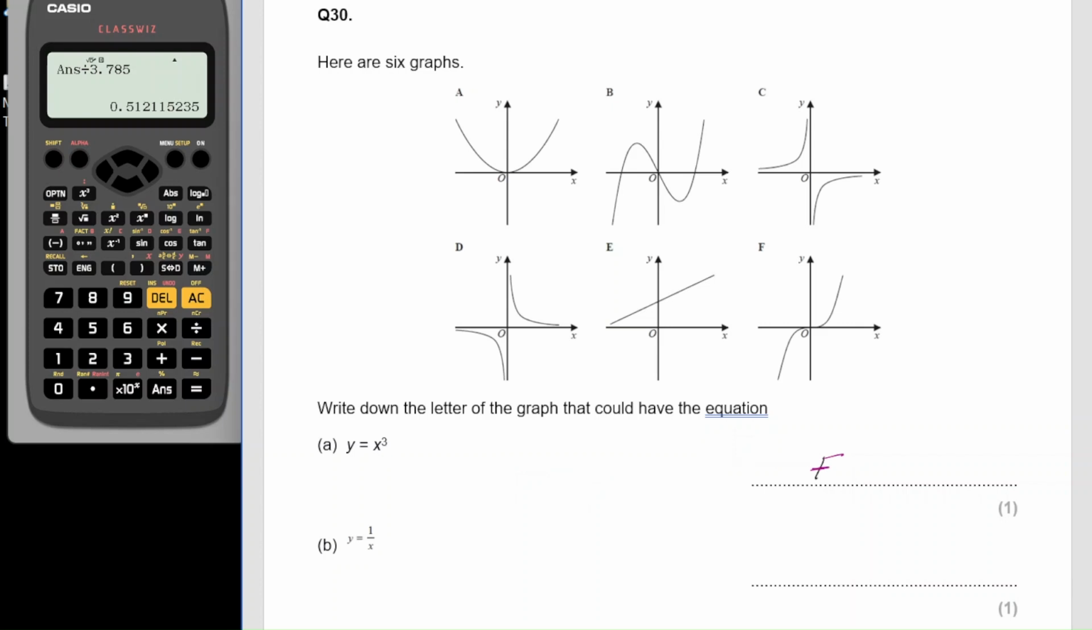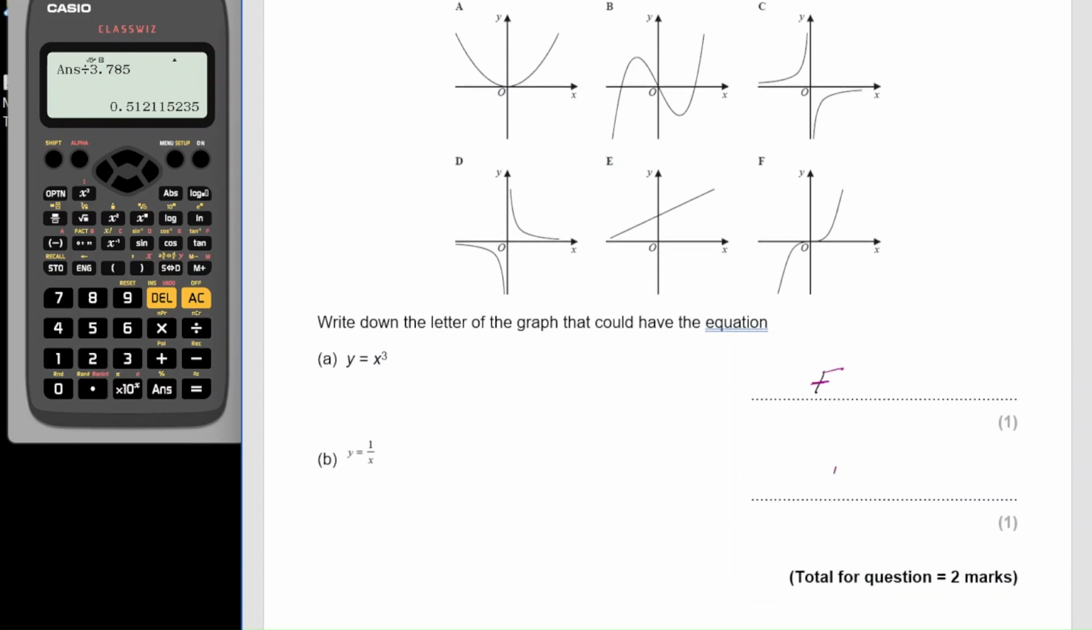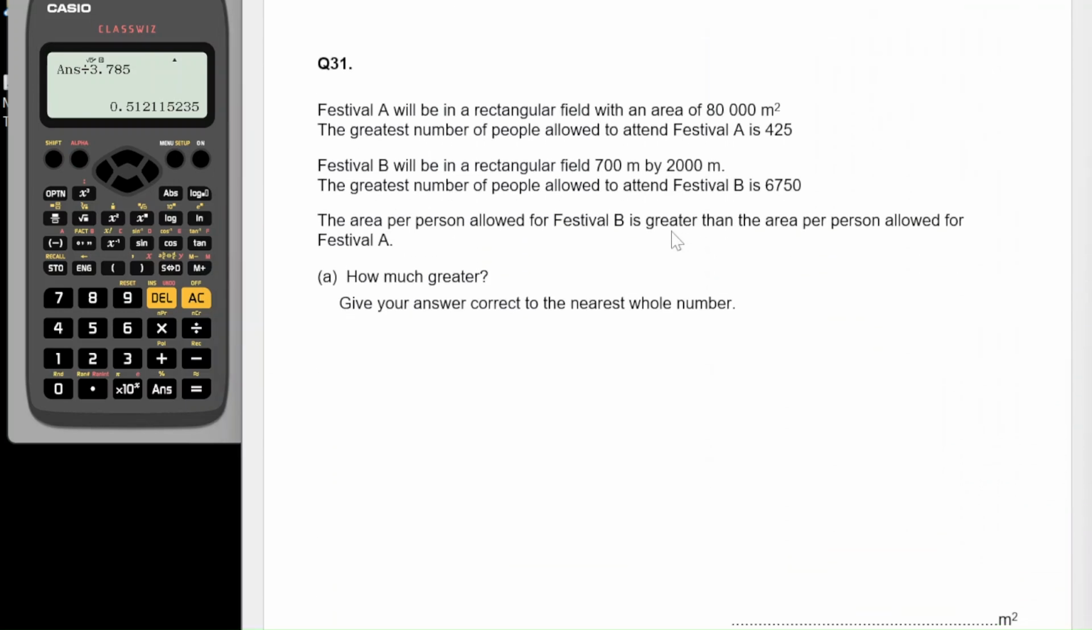1 over x is a reciprocal graph. The positive reciprocal graphs, that would be graph D. Okay.